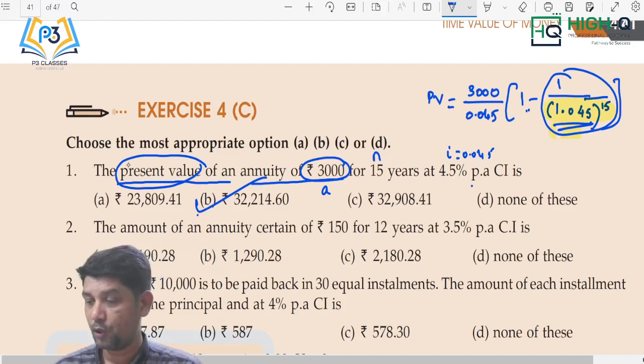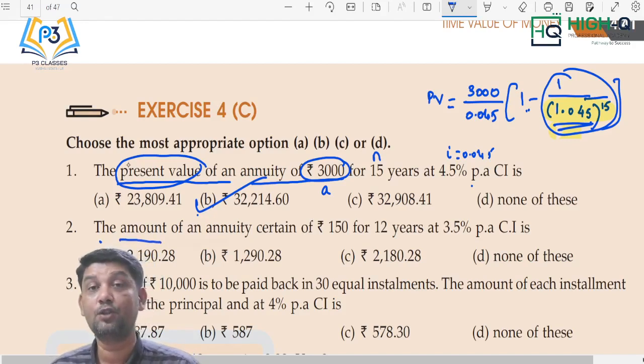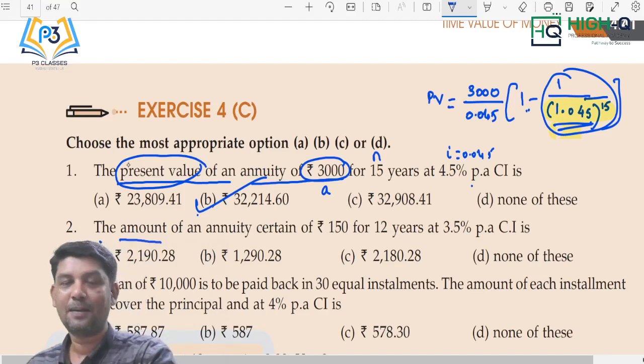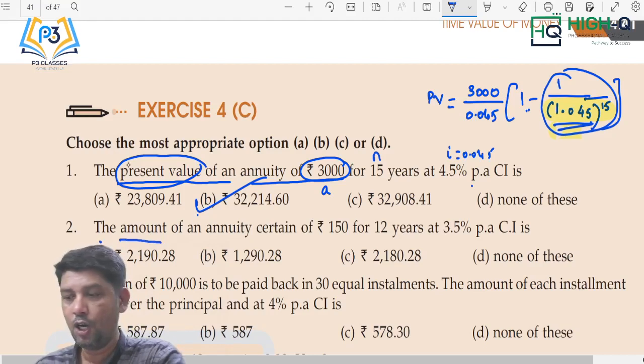Okay. Now come to the next question. The amount of an annuity. By reading this line I come to know, sir, amount, that means future value. What is it, my dear? Future value. Sir, I found the type of transaction. It's your future value. What is next?